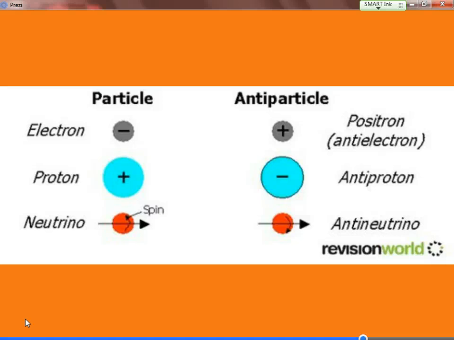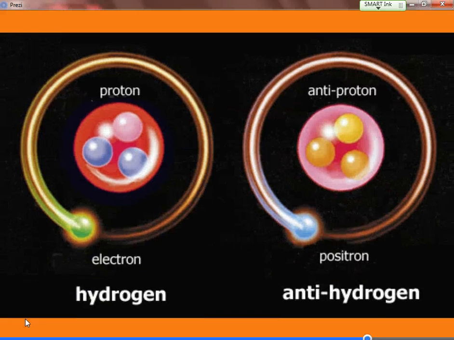So notice every particle has an antimatter equivalent. An electron has a positron or an anti-electron, a proton has an antiproton, and a neutrino has an antineutrino. But it's not even just the fact that the proton itself is just an opposite proton. There are three quarks that make up a proton, and these are the up, up, and down quark.